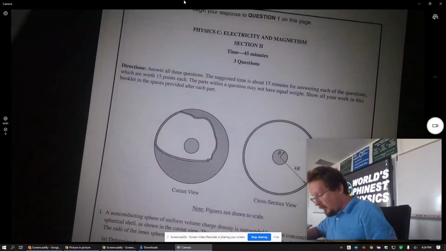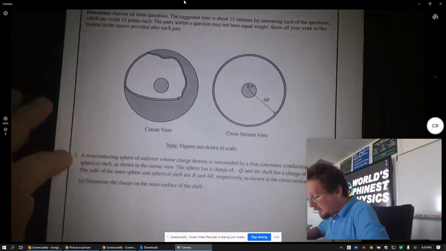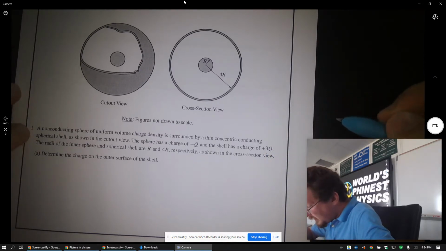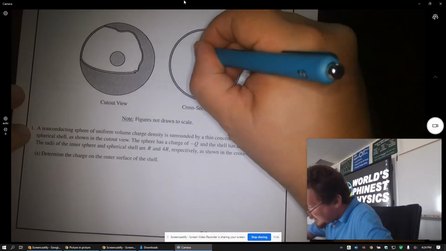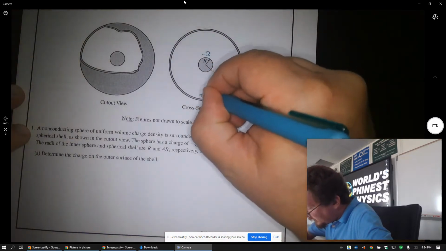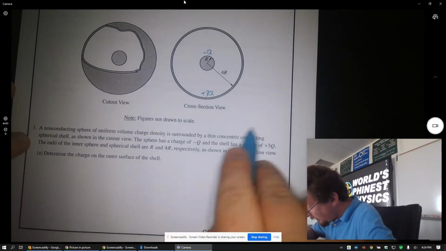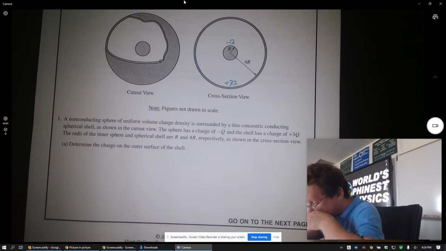All right, so electricity and magnetism. What do we got going on here? Looks like a rotten egg. A non-conducting sphere with uniform volume charge density is surrounded by a thin shell, cutout view. The sphere has negative Q and the shell has positive 3Q. The radii of the inner and outer are R and 4R. Determine the charge on the outer surface of the shell.